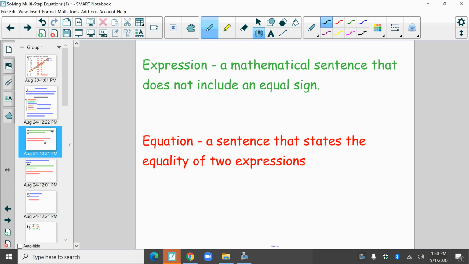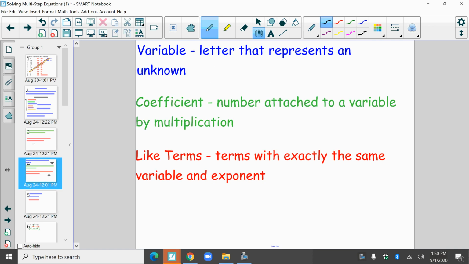Sorry for that interruption. An equation is a sentence that does have an equal sign. It's saying that there are two things that are equal. That is an equation. Next thing you need to know is what a variable is. A variable is your letter. A coefficient is the number attached to the letter by multiplication. Super duper important for you to know that. Like terms are terms with exactly the same variable and exponent.